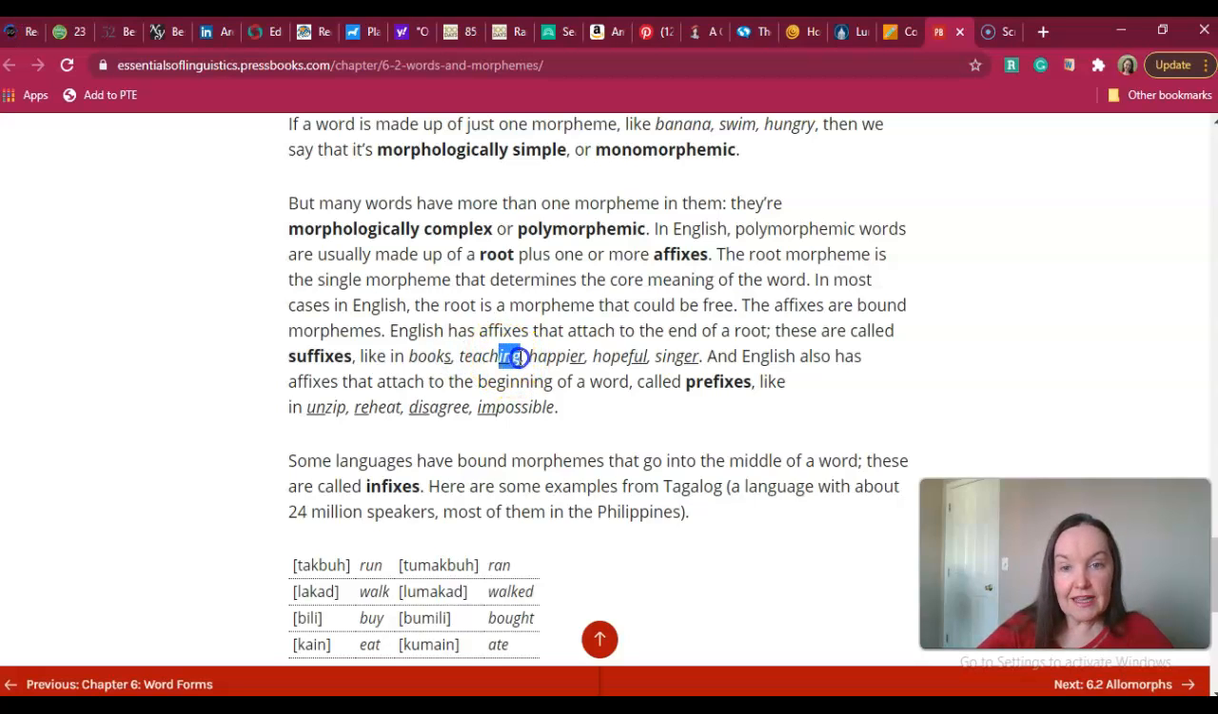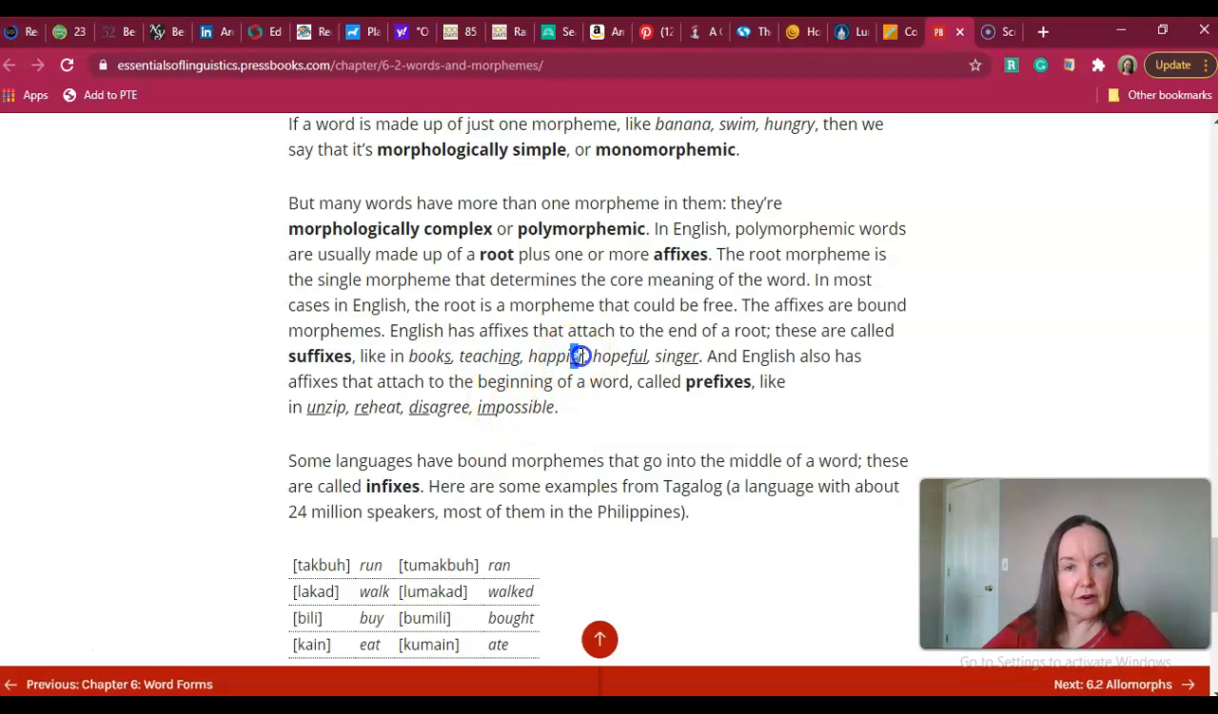So books, this bound morpheme is making the word plural. Teaching, this ing bound morpheme or suffix, it could be making this into a continuous verb, like she is teaching every day. It could be turning it into a noun, like teaching is the best profession in the whole world. So ing can serve different purposes.